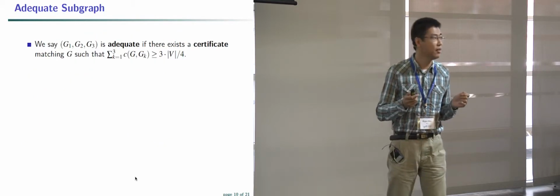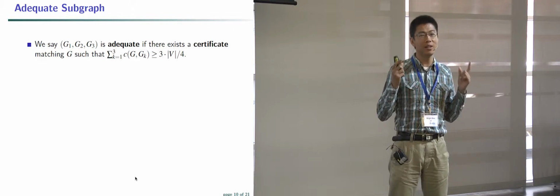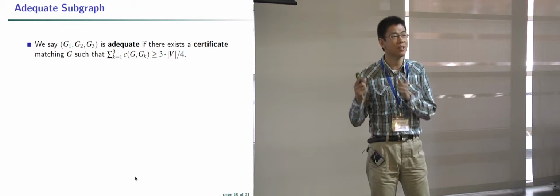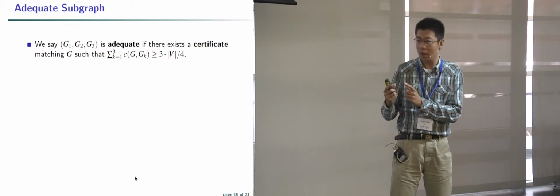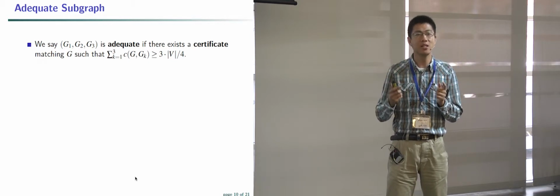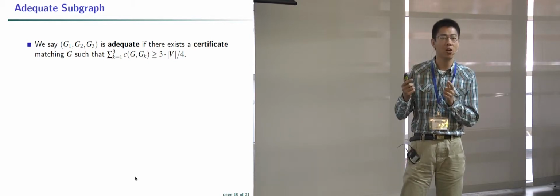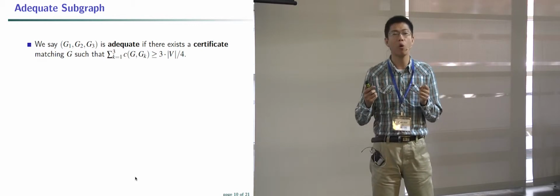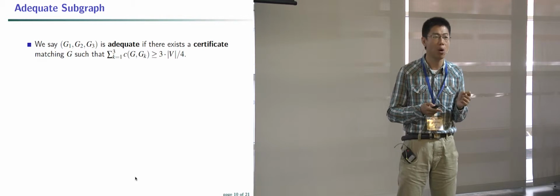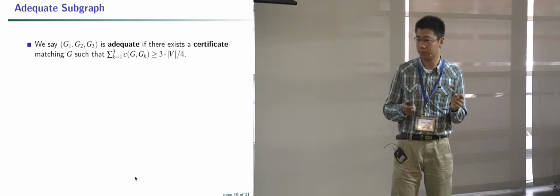Okay, that's the definition. We say 3 matchings are adequate if we can find a certificate matching G such that the sum of the number of cycles is no less than 3/4 times the number of vertices. We use an example to explain this definition.